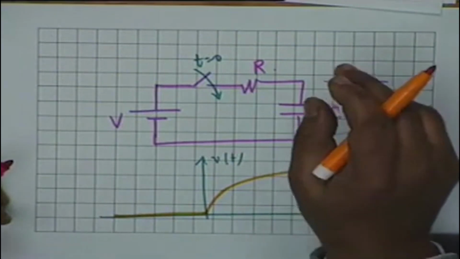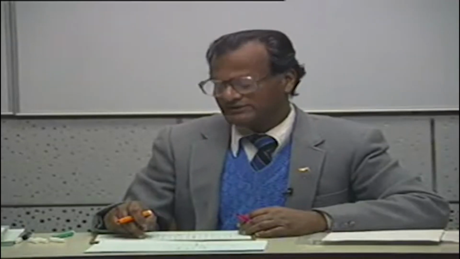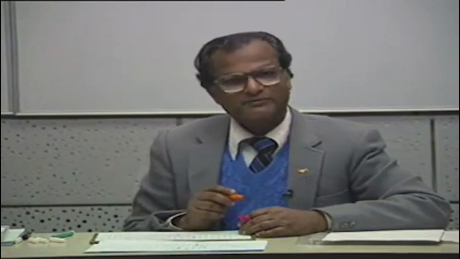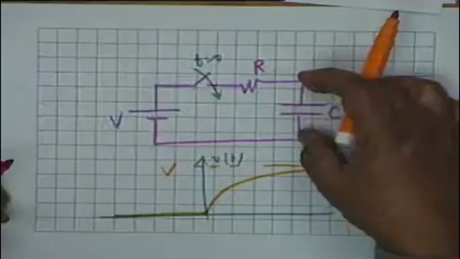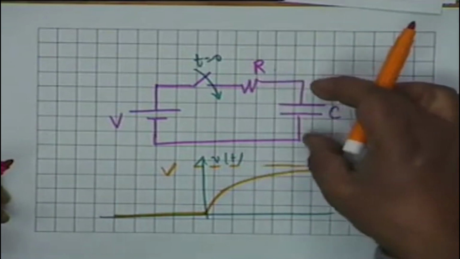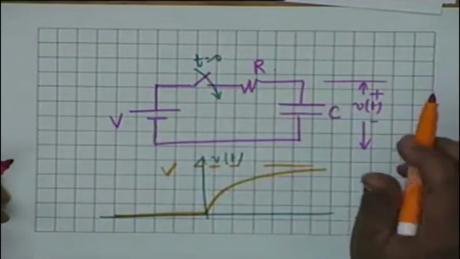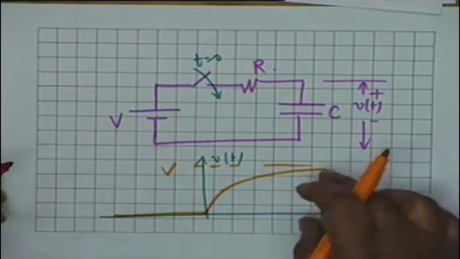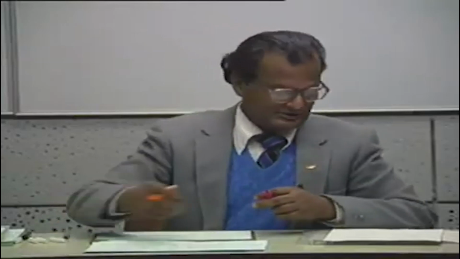And if sufficient time is allowed for the capacitor to charge, the capacitor will ultimately charge to a voltage equal to that of the battery V. That is, in the equilibrium condition, when the capacitor has been fully charged, the current in the circuit shall be equal to 0, or the capacitor voltage shall be rising to a value of capital V. Alright, so this is a case of a growing exponential, and the previous one was the case of a decaying exponential.